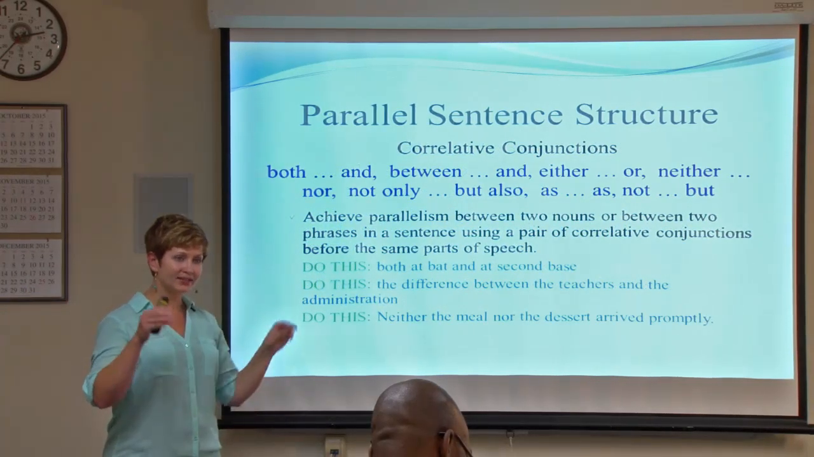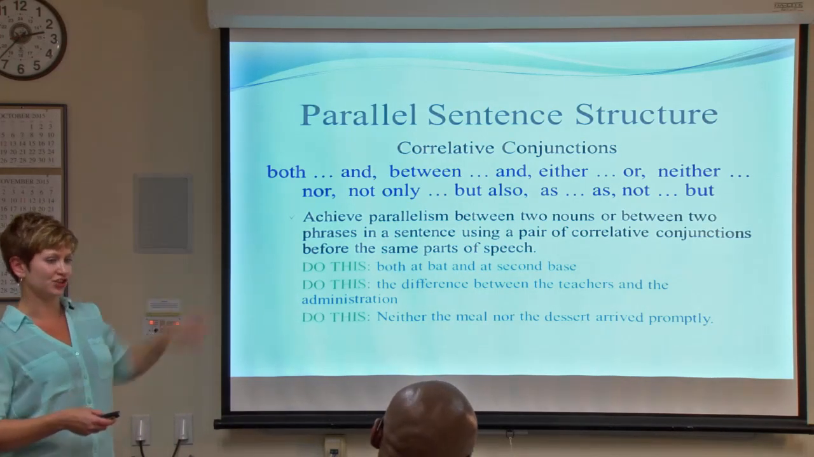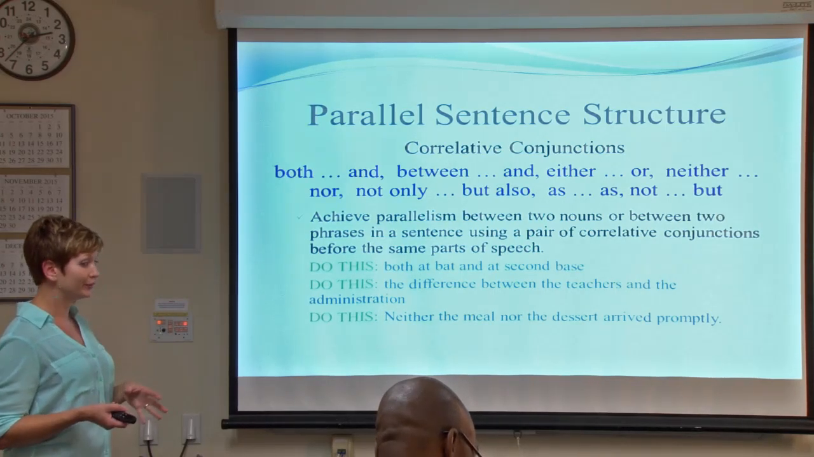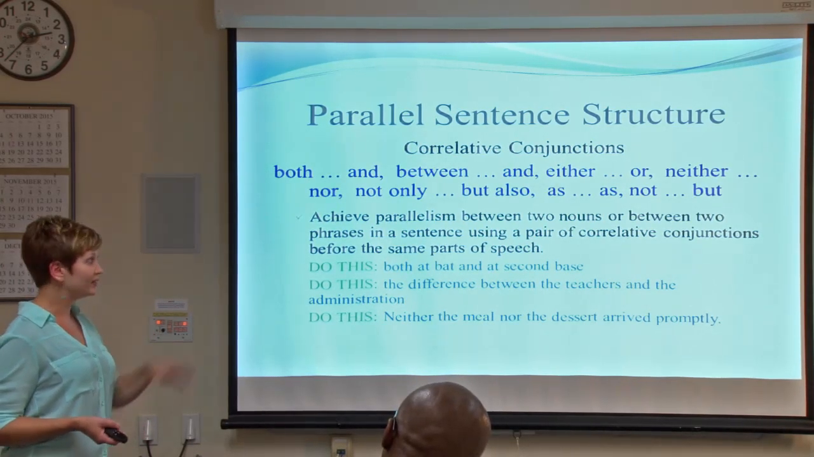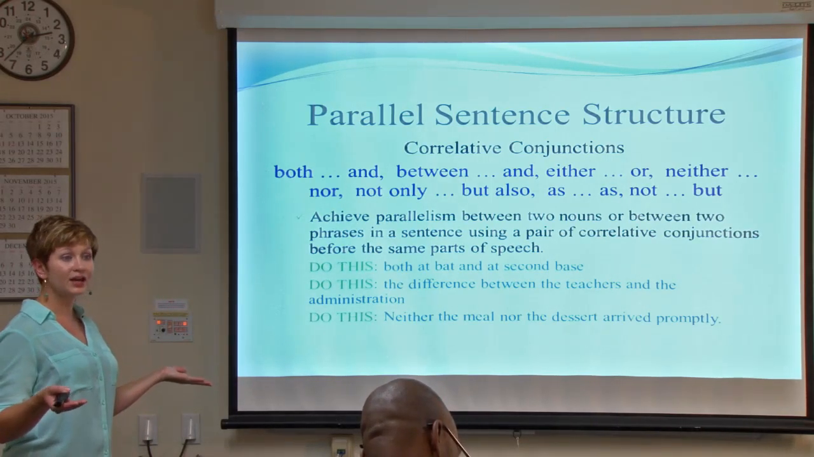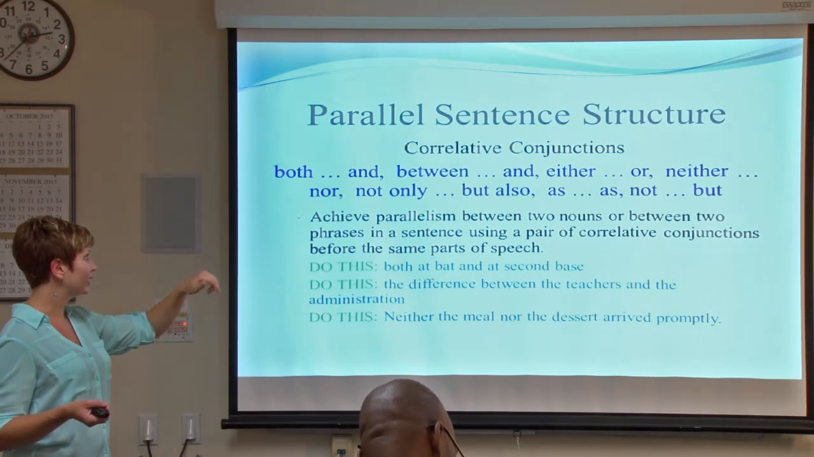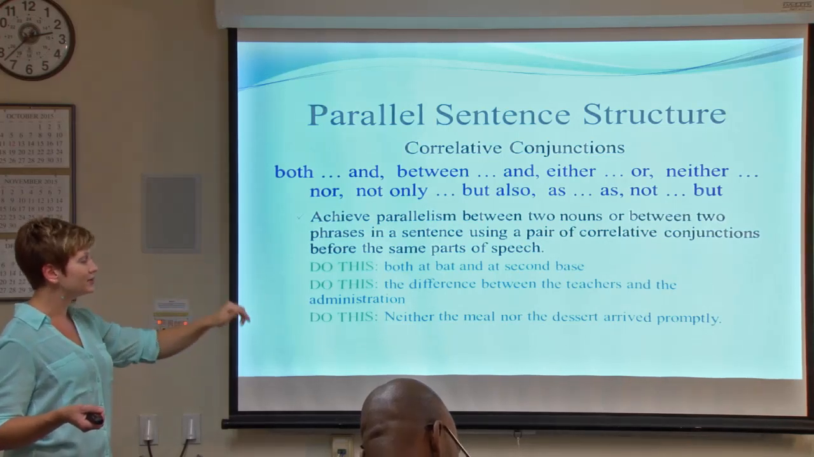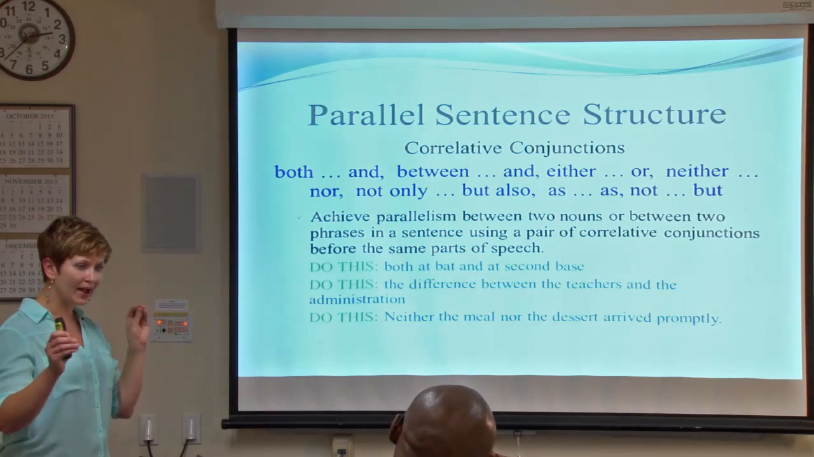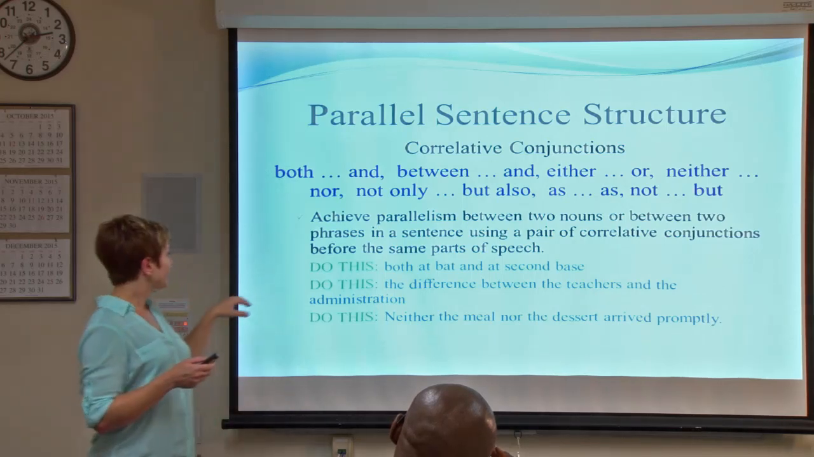Another important way to keep parallelism in your sentences is to mind your correlative conjunctions. So this is one area of conjunctions that I did not talk about earlier because it just doesn't fit the same way that these do here for parallelism. So all correlative conjunctions obviously come in pairs: both and, between and, either or, neither nor, not only but also, as, not, and but. So it's really important to make sure you have both of these in the sentence, but in just the right spots. Here are a couple examples.